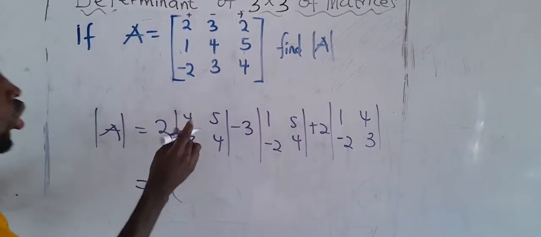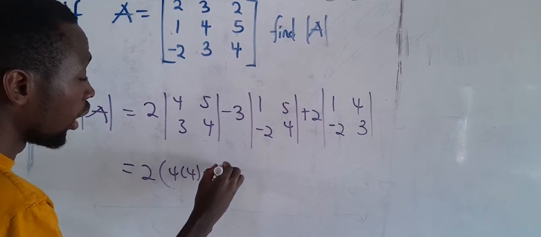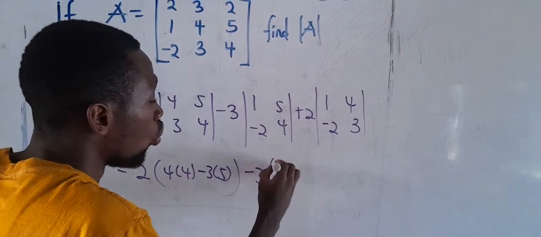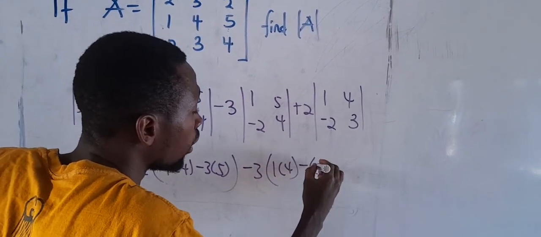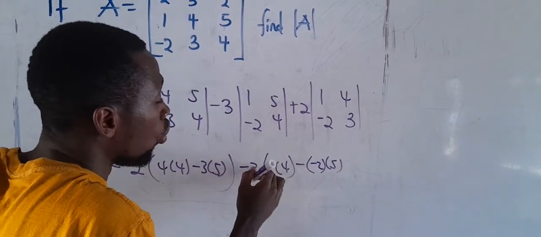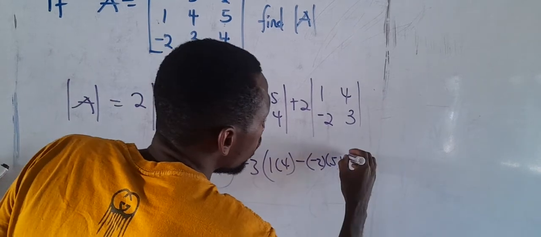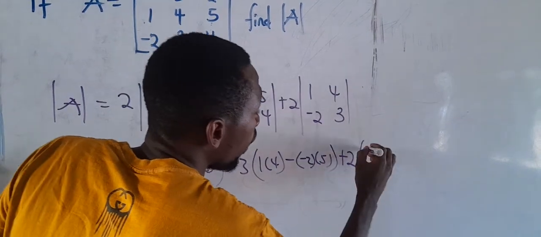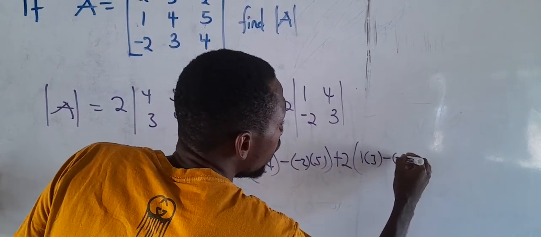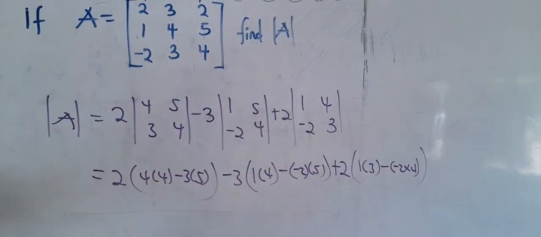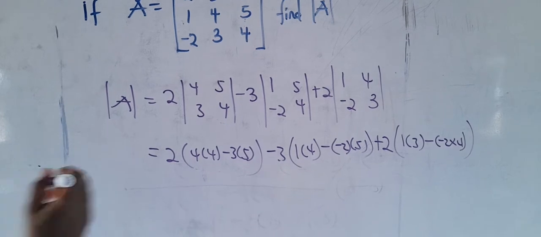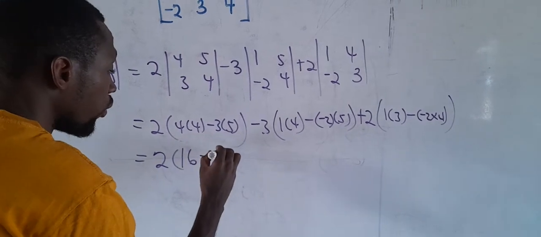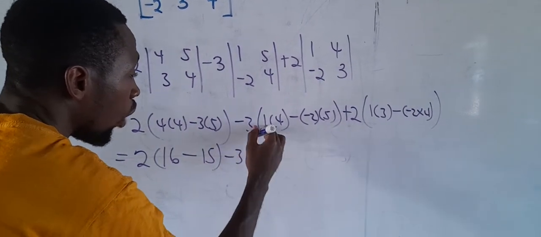So 2 times (4 times 4 minus 3 times 5), minus 3 times (1 times 4 minus negative 2 times 5), then plus 2 times (1 times 3 minus negative 2 times 4). So we'll simplify this. We'll get 4 times 4 is 16, 3 times 5 is 15, minus 3, 1 times 4 is 4.